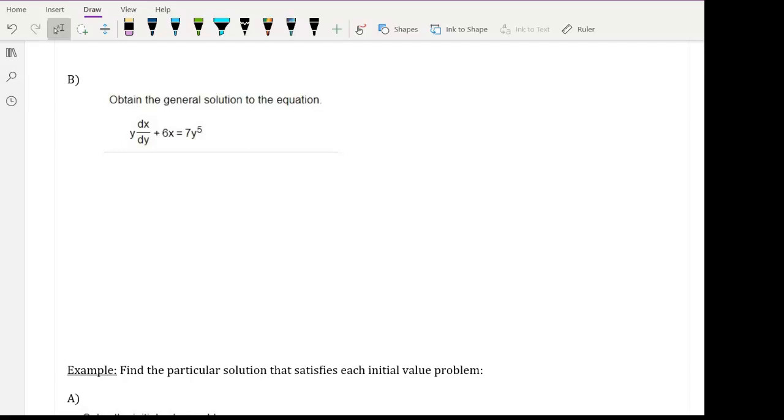In this video, we're continuing to work on some general solutions for linear differential equations. Our next example, we want to obtain the general solution to the equation y times dx/dy plus 6x equals 7y to the fifth. One extremely important thing to notice right away is the way that that differential is stacked. It says dx over dy.